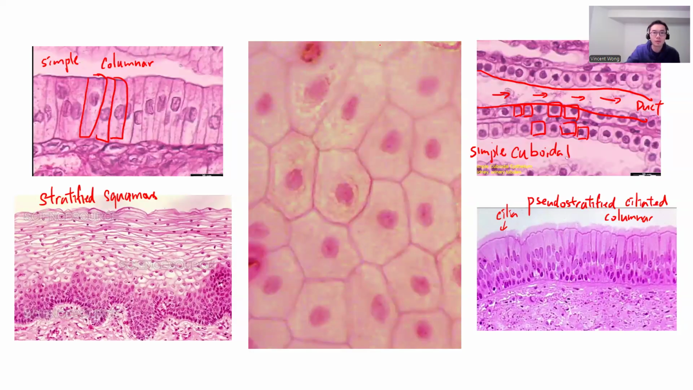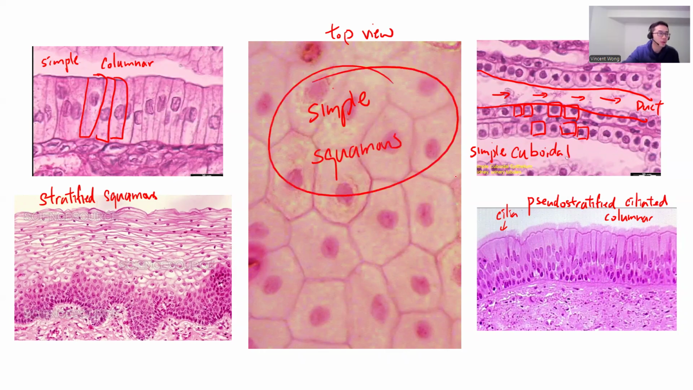This is a top view. I guess that's why it's a little bit difficult to see. This is top view as opposed to all these other ones, which are side views. This is simple squamous. Simple squamous for just diffusion. No need for too many layers.